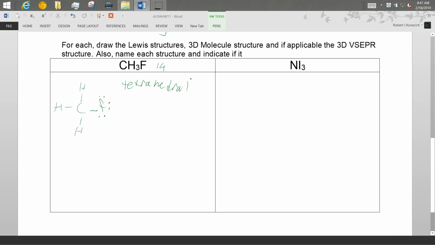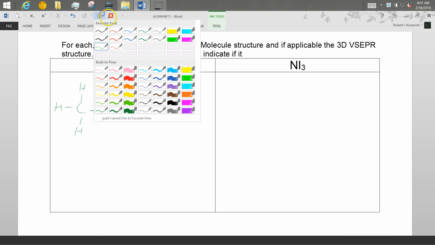Actually, I really didn't mean to ask you what the name of either one of these is, but did anybody come up with a name for this? Yep, good job. It's fluoromethane, but I shouldn't have asked you that. Is this molecule polar? That's the question I wanted to ask. Yes, it is. How come?